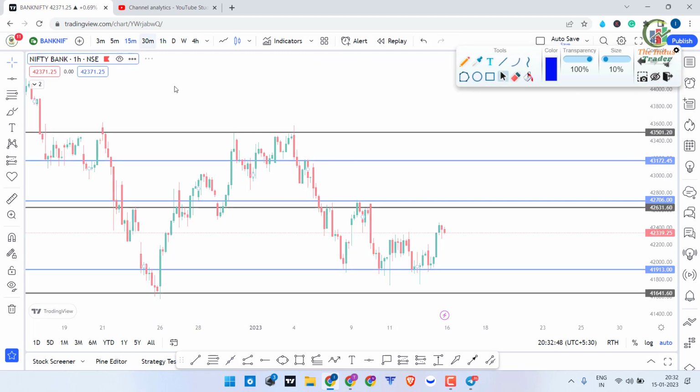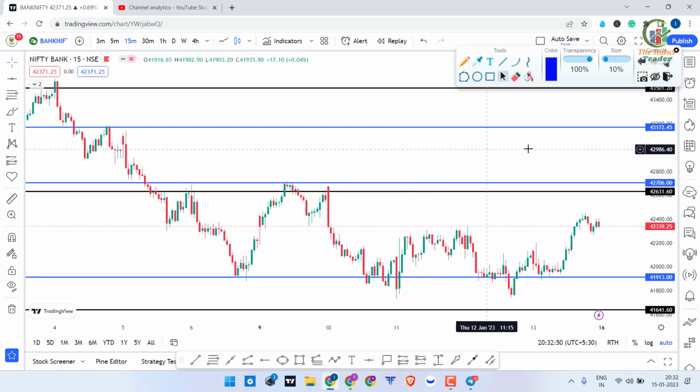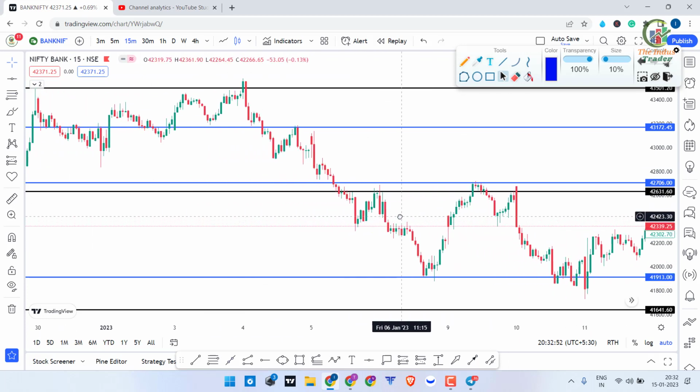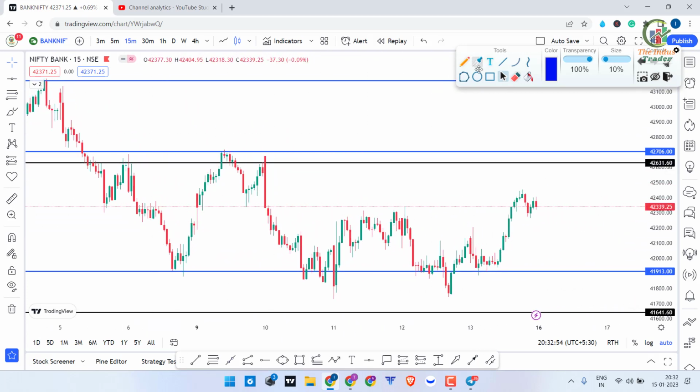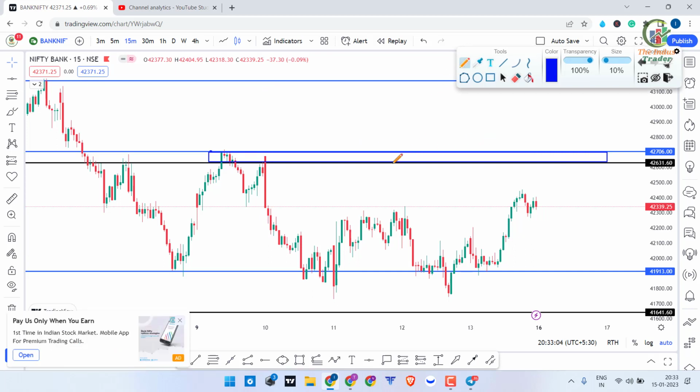So without wasting any time, let's switch to lower time frames. You can see in the lower time frame this particular level. If you see, we have both levels here, the daily time frame and the hourly time frame. Both are very near to here.